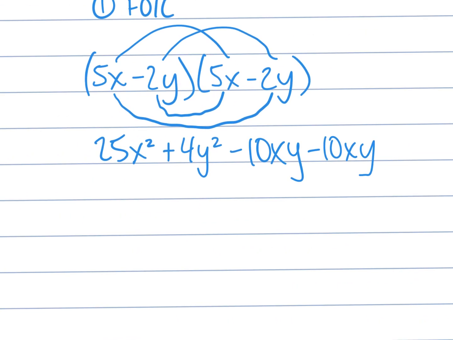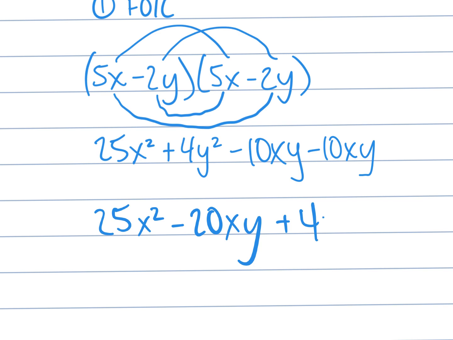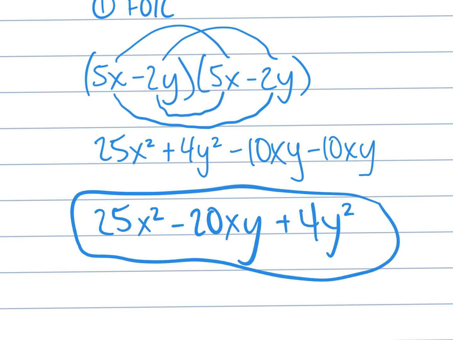All right, so check it out. We're going to rewrite this. It's going to be 25x squared, negative 20xy, and positive 4y squared. Now, I'm going to tell you guys right off the bat, these three, all of their degrees are what? They're all 2. So does it matter the order we put them in? No. Technically, the order does not matter.